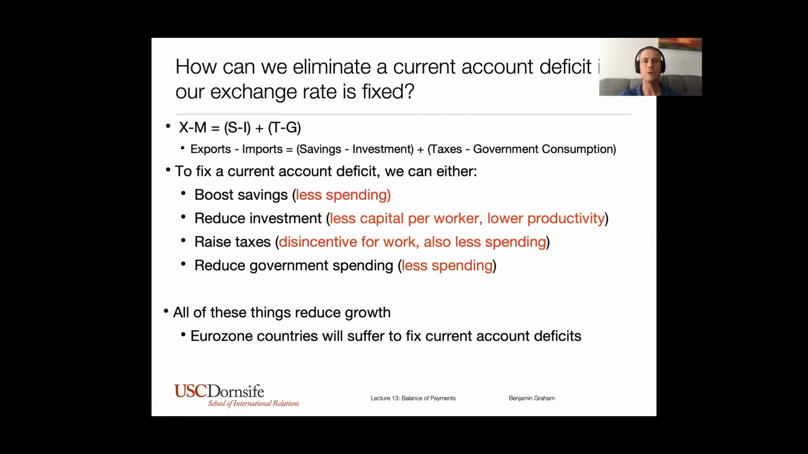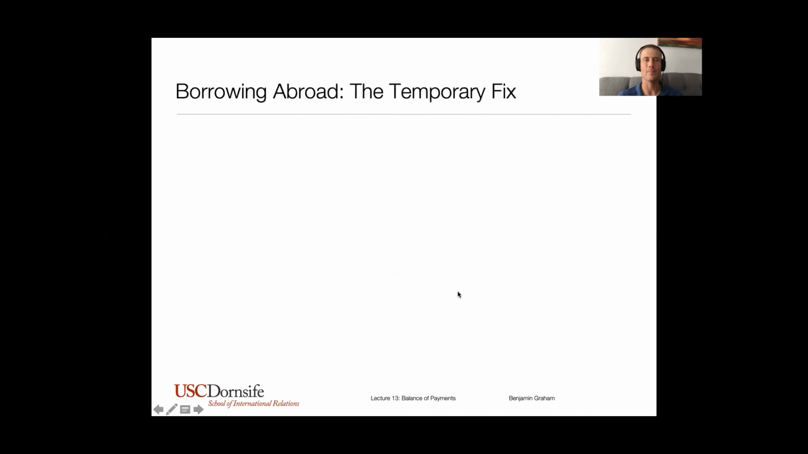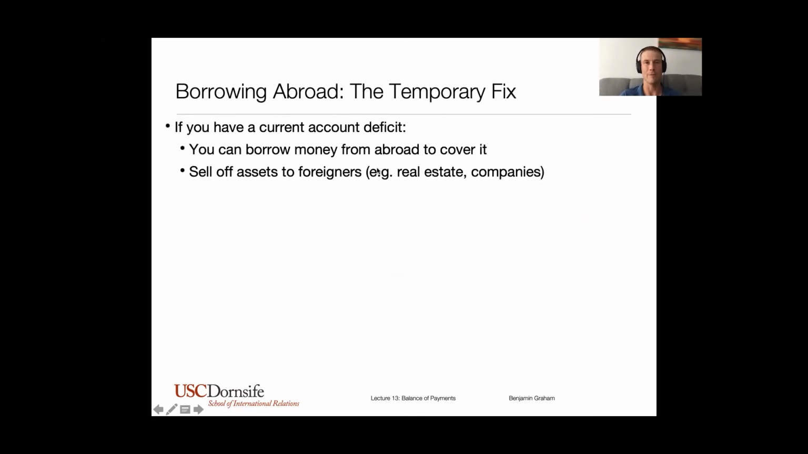That was really painful for a lot of highly indebted Eurozone countries, particularly in Southern Europe, who were running these big current account deficits and ended up having to do some very painful things to bring them back into line. If you're running a current account deficit, it means you're running a capital account surplus. It means you're borrowing to cover your current overspending.